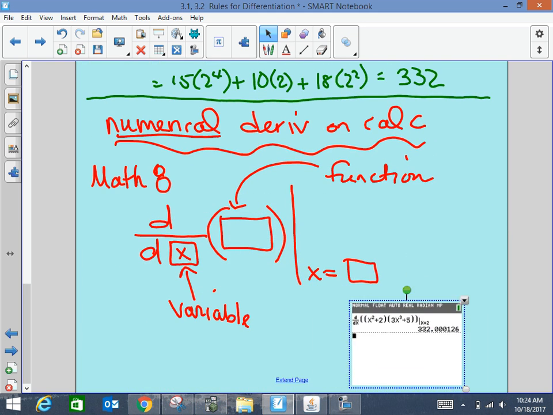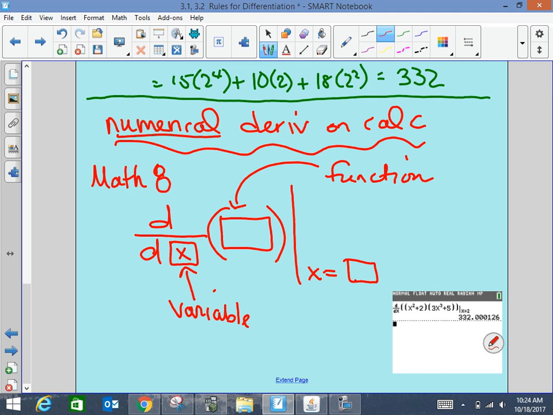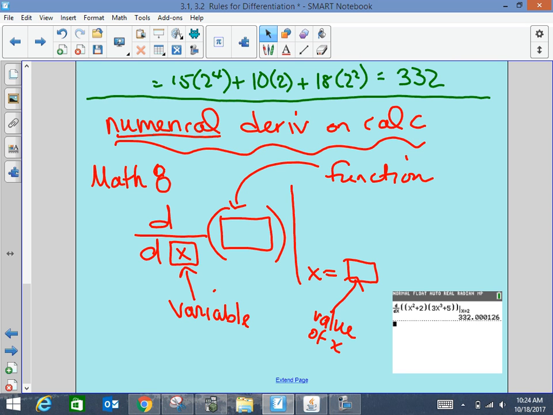Okay. And then this is the value of your x, wherever they have to tell you all of that. Okay? So that's how you find the numerical derivative on the calculator, which is helpful to kind of check your answer sometimes.